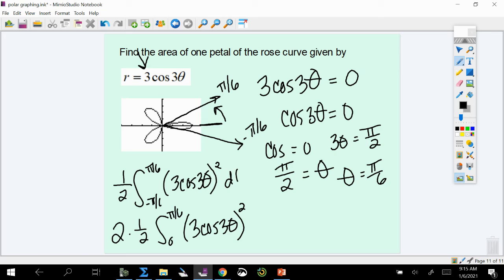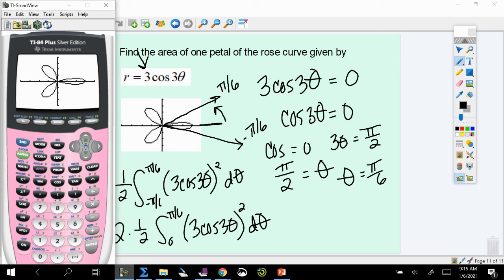So that's your setup. To finish these, I'm not going to have you do any of these by hand. You are going to use your calculator. It does not matter if you're in polar mode or not. That won't change anything. What does matter is that you have to be in radian mode because of all the trig. So double check that you're in radian mode.